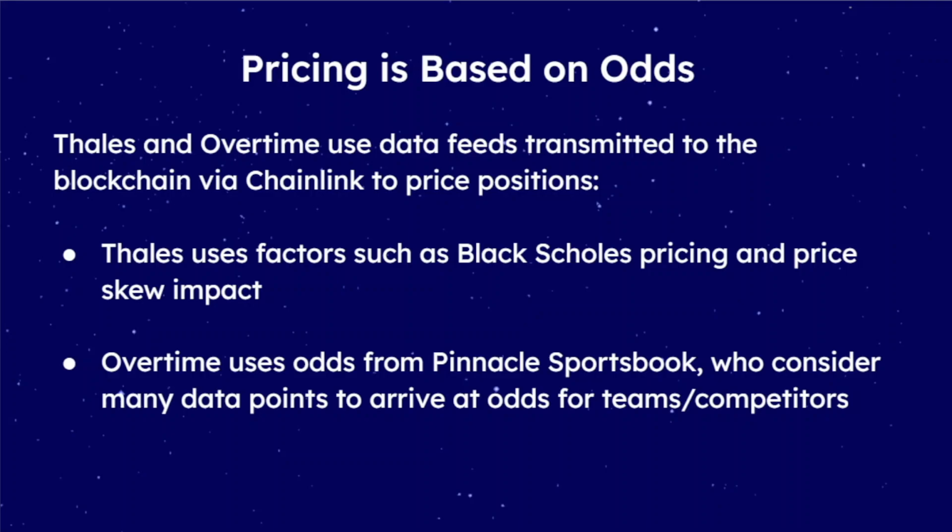So pricing is based on the odds data that is transmitted to the blockchain via Chainlink for both Thales and Overtime. Now, Thales uses different factors such as the Black-Scholes pricing method, which is just a formula that analyzes data such as historical prices and volatility to arrive at a price, as well as price skew, which is a mechanism that keeps the AMM's liquidity balanced between up and down sides of a market to arrive at the price for the positions within a market. If you want information on these, you can check the Thales Gitbook out.